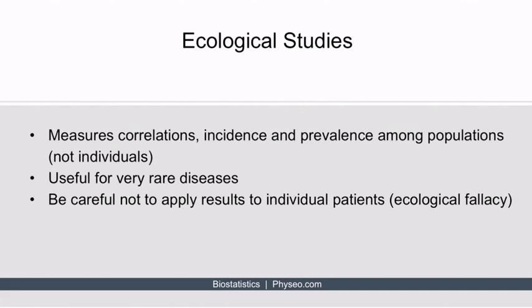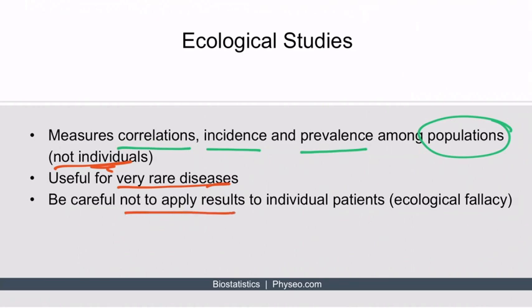The last study we need to talk about are ecological studies. In ecological studies, you can measure correlation, you can find incidence and prevalence among populations, but not individuals. Ecological studies are useful for very rare diseases. And that's because you're looking at a whole population, so you're more likely to have more cases that you can examine. But you need to be careful not to apply the results to individual patients. This is called an ecological fallacy.